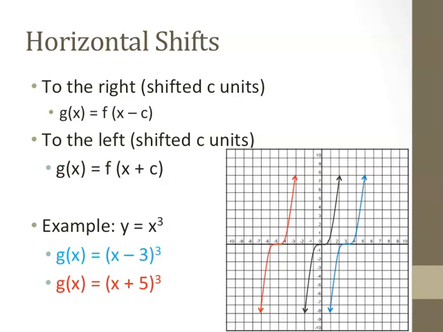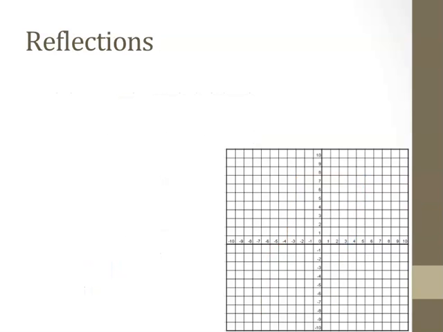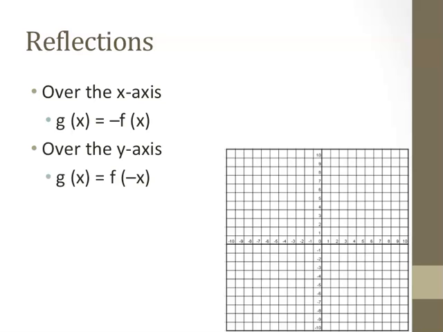Next we have reflections. So reflections can be either in the x-axis or the y-axis, and it's going to depend on where the negative sign is. So if you have a negative outside of the function, then this is going to be a reflection over the x-axis. And if you have a negative inside of the function on the x, then this is going to be a reflection over the y-axis.